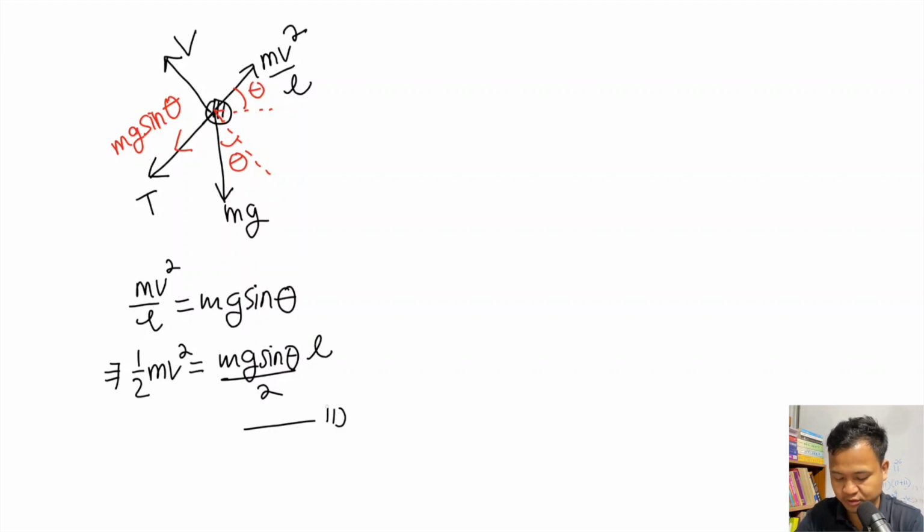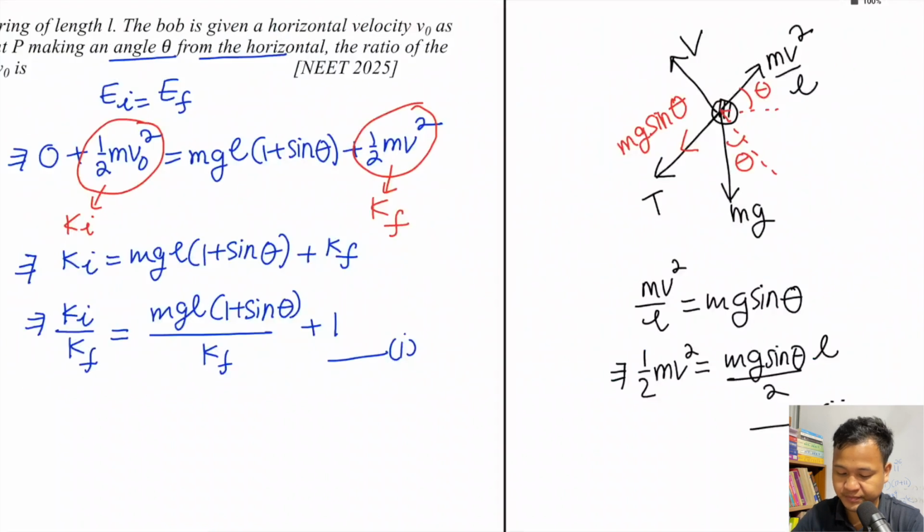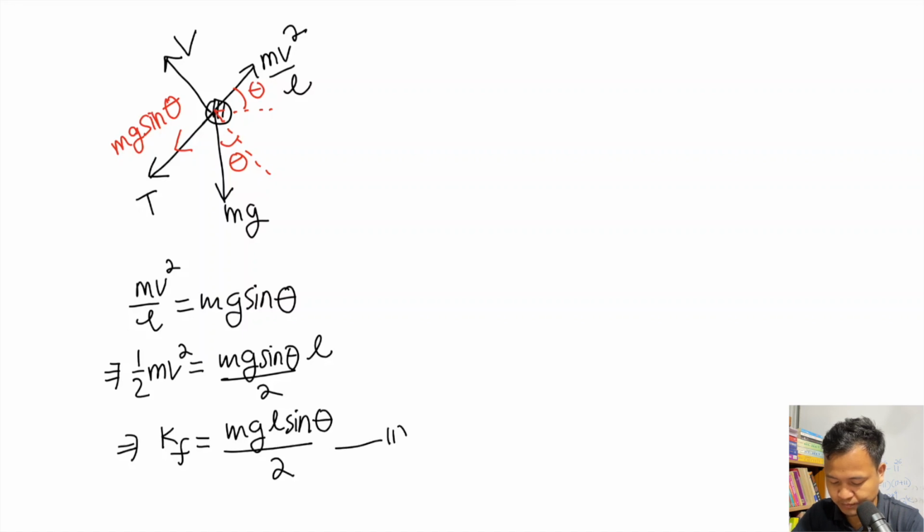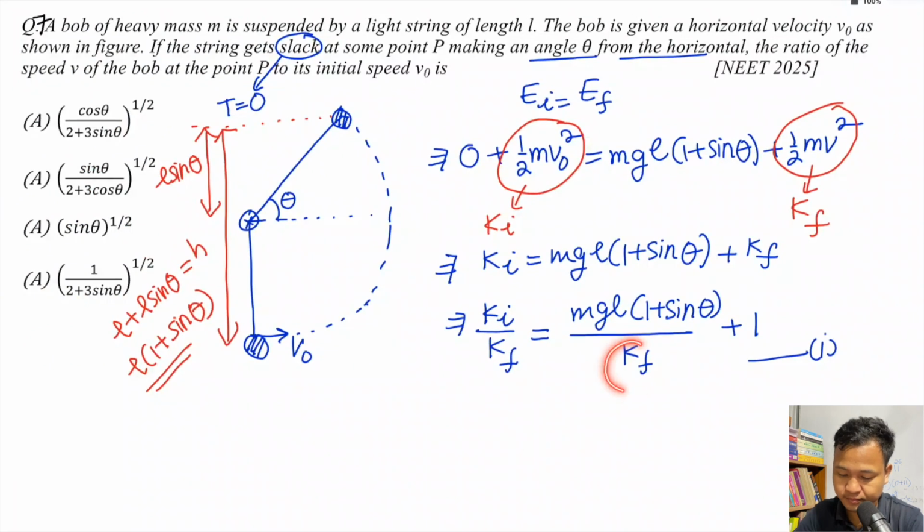This is equation number 2. So half m v squared, which is K final, equals m g L sine theta divided by 2, from equation 2. So this one you substitute in equation number 1. So what will you get?